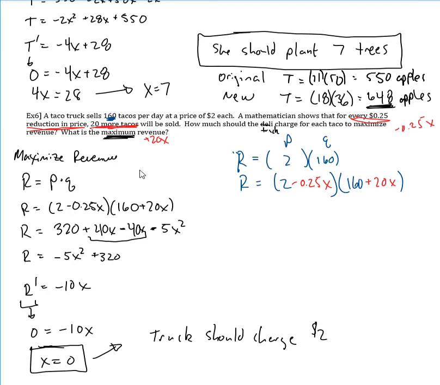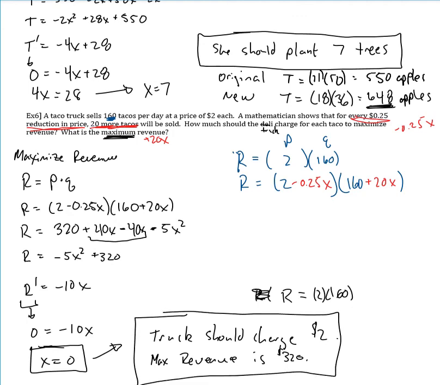And then what is the maximum revenue? Well, if it stays $2, then our revenue, let's just write it as R, would equal this price, the $2, times the original quantity, 160, which is $320. So the truck should charge $2, and the max revenue is $320. So in this one, the number of price changes shouldn't have been any. All right, so that's a unique case.